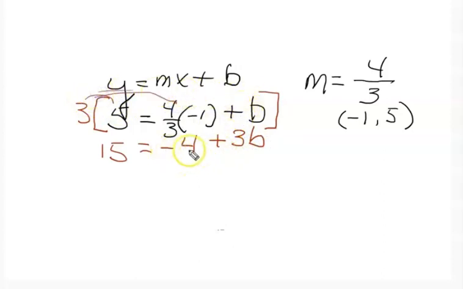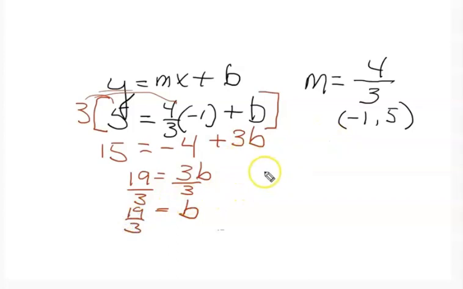So I'm going to add 4 to both sides. I get 19 equals 3b. Divide both sides by 3. So my new b is 19/3. So my equation in slope-intercept form will be y equals 4/3 x, and now this is my new b, plus 19/3. Well, again, this is not a whole number, so that's why the y-intercept was not on the grid.